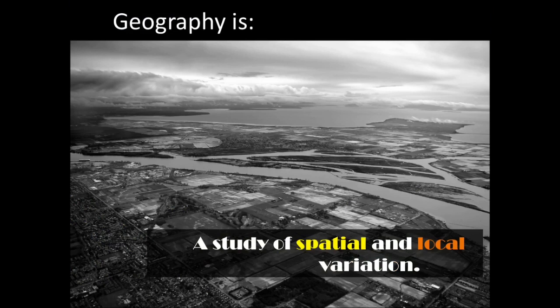Geography is also a study of spatial and local variation. So if you go on vacation to different parts of the world, you're going to see things that look different than they do here in Southern California, and you can ask yourself, well, why is that? Sometimes it's because of culture, sometimes it's because of weather, sometimes it's because of location near a particular body of water. All of those things will play into effect, and in geography, we take a look at those different variations.